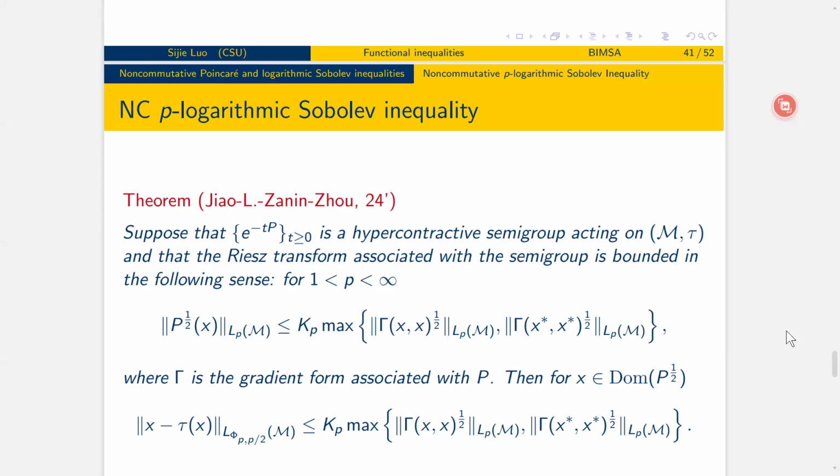Then what we use is only the hypercontractivity. The hypercontractivity is necessary because when p becomes 2, this result will reduce to the classical L2 log-Sobolev inequality. So the hypercontractivity is necessary. But we also need the use of the Riesz transform. We do not know whether the hypercontractivity already implies the boundedness of the Riesz transform. We don't know, so we use it as a condition. But everything else we use is only the hypercontractivity.